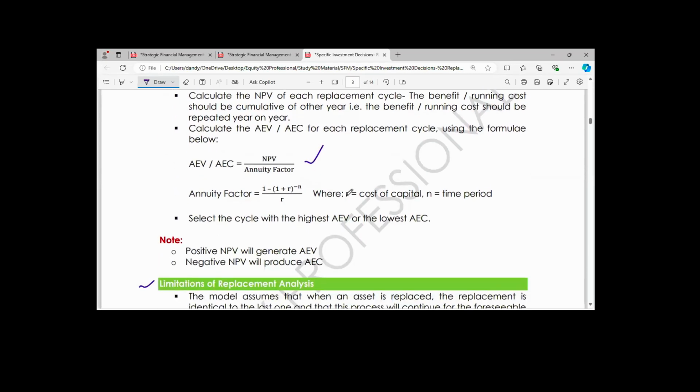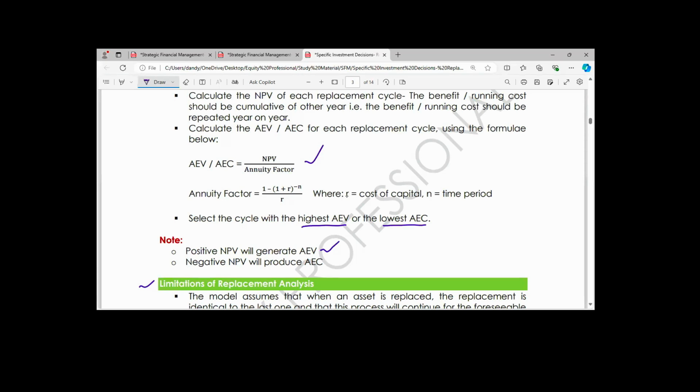Then the third step is for you to select the cycle with the highest annual equivalent value or the lowest annual equivalent cost. The third step, like I said, you need to advise on when the company should replace the asset. To do this, if it's a positive NPV, of course, that will be annual equivalent value. You then select the highest annual equivalent value. You trace it to the left where you have number of years. If it is a negative NPV, that will produce annual equivalent cost. Then you select the lowest annual equivalent cost. Again, trace it to the left where you have number of years, and that will be your advice.